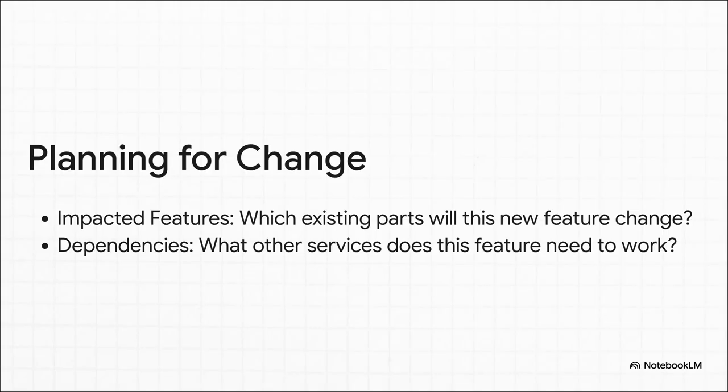And a huge part of this is planning for change. You have to ask the tough questions up front, like what existing parts of our app is this new feature going to affect? And what other tools are we depending on? For example, do we need to rely on an outside service for something like OCR to read text from a photo? Figuring out these ripple effects now saves you from massive headaches down the road.